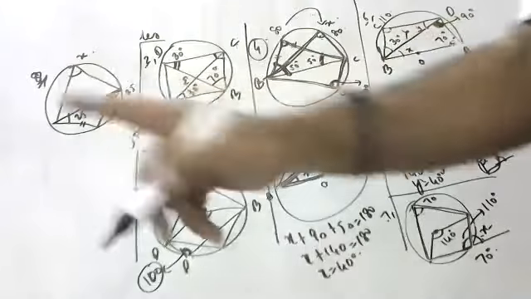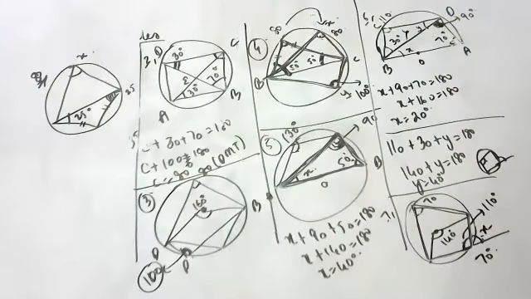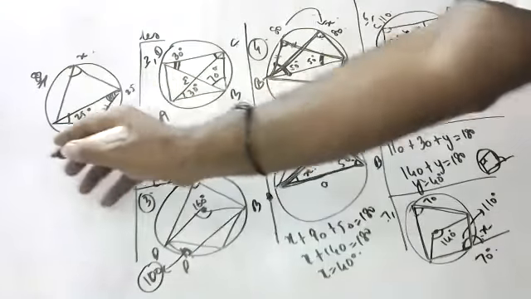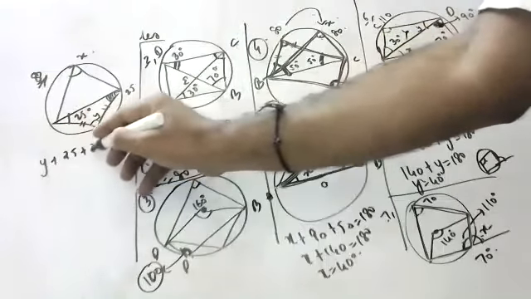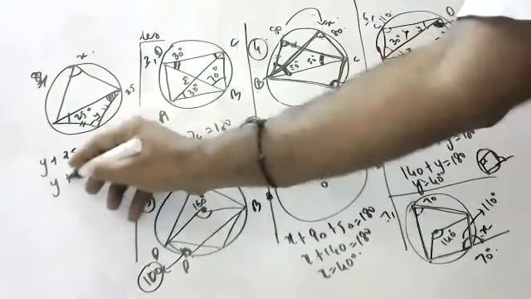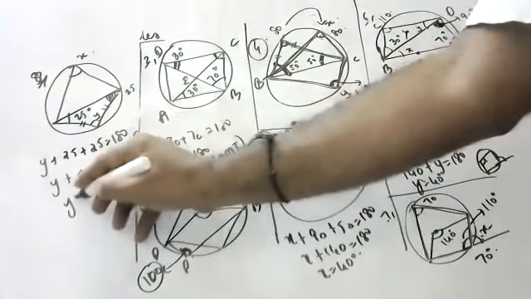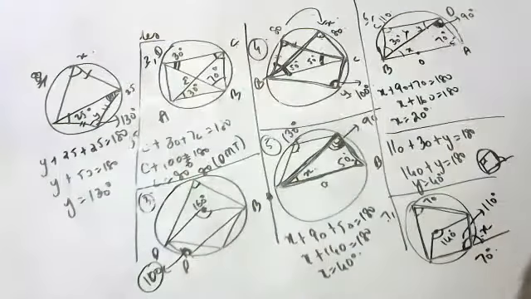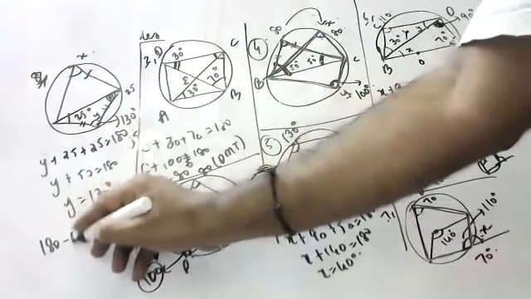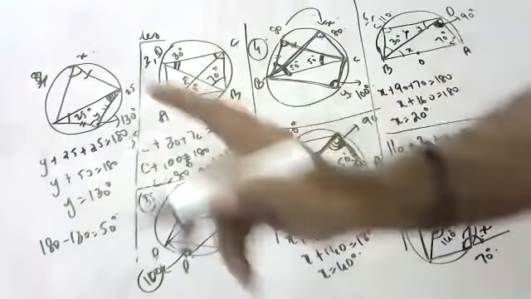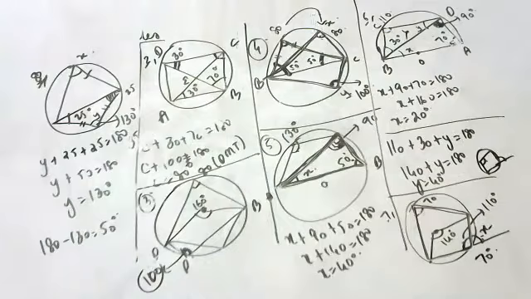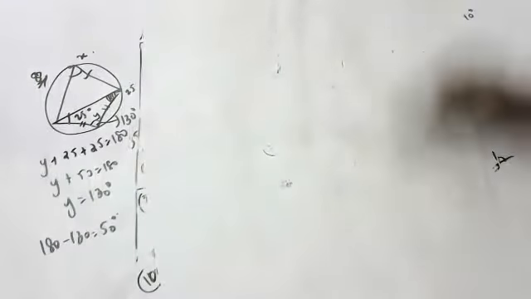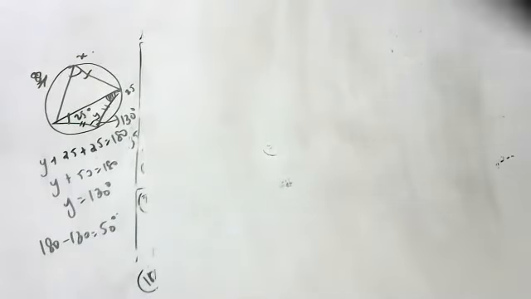Equal sides will have equal angles, base angles. Now tell me why. Angles sum is 180: 25 plus 25 plus y is equal to 180 degrees. y is 130. This is 130. What will be this? 50 degrees, sir. Why? Because in a cyclic quadrilateral, opposite angles are supplementary. Very good.